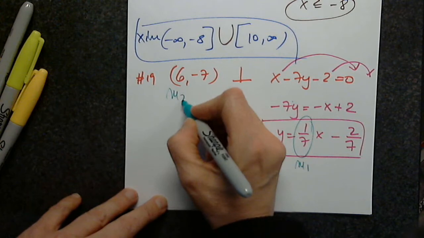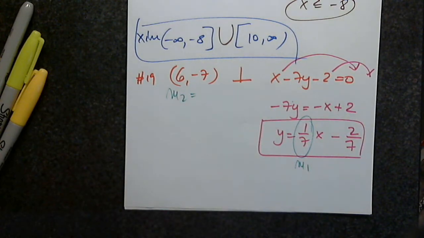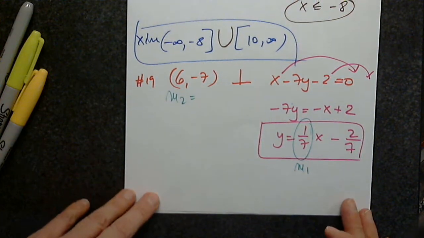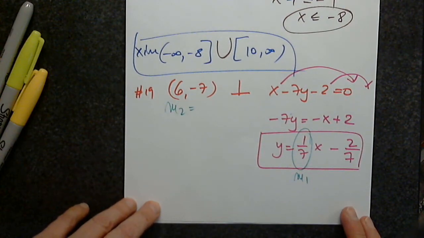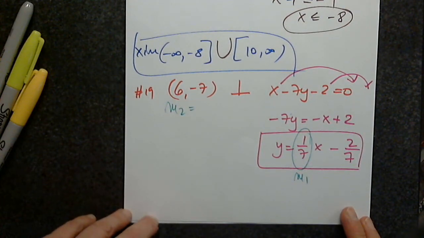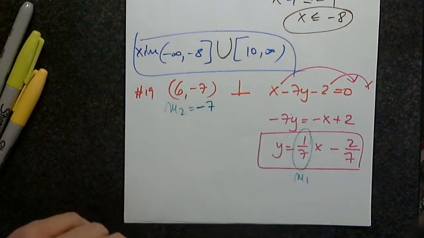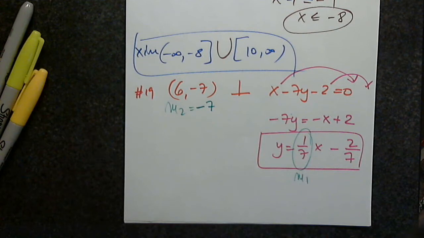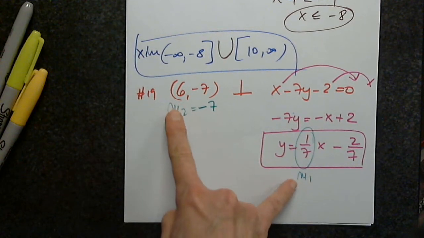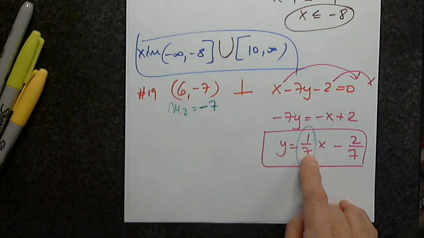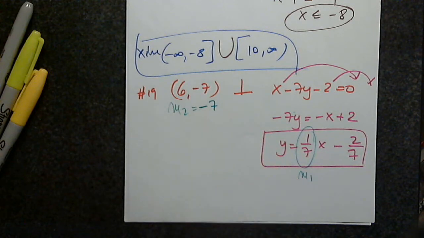So what will be the slope of the line that we are interested in finding the equation for? Say it again. Maybe negative 7. Yes, the slope will be negative 7. How do we know it's negative 7? The product of these two numbers, 1 over 7 times negative 7, equals negative 1.